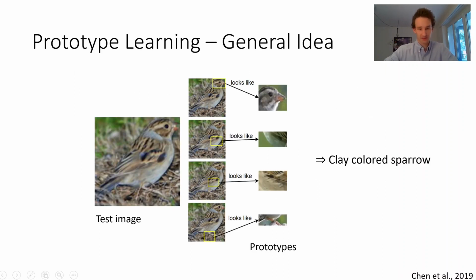Some background first. Prototype learning is a method that uses prototypes to make a classification decision. The general idea is to find patches in an image that look similar to available prototypes, such as the head of this bird here looks similar to this available prototype. And based on these similarities, in the end, draw a classification decision.